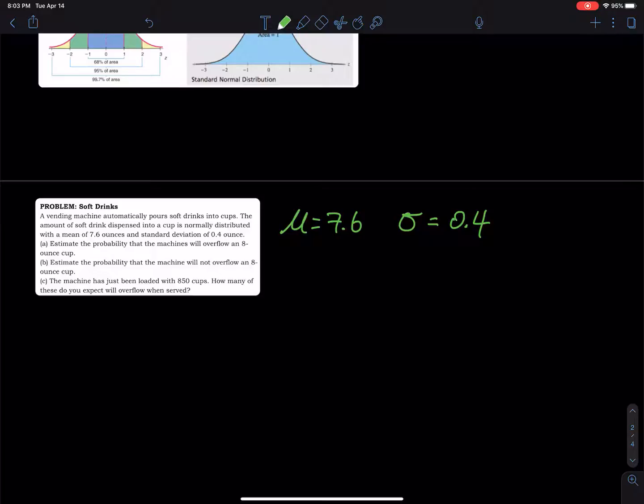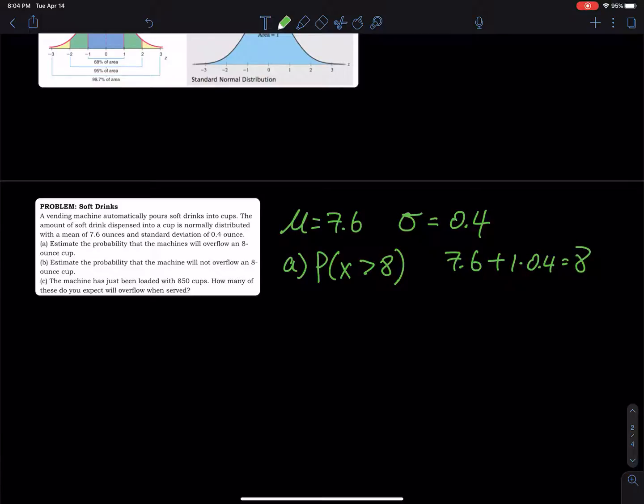What is overflow? Overflow, the cup capacity is 8. To overflow the cup, you have to put more than 8 ounces of drink into it, right? So in part A, we have probability x greater than 8. How do we get 8? 8 is 7.6, and then you add 1 standard deviation to the right, so you get 8, right?